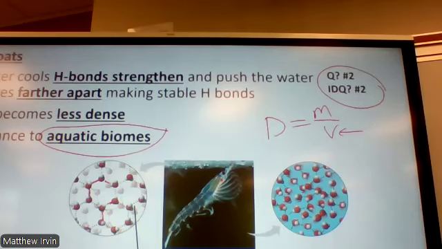Are we ready? No. What goes on the question 2 and the IDQ 2? Wait, what is the high specific heat? Did we talk about that? I have not talked about that yet. So what was the polarity of water equal to? Earlier polarity of water, what do you mean equal to? I thought it's so. Yes.